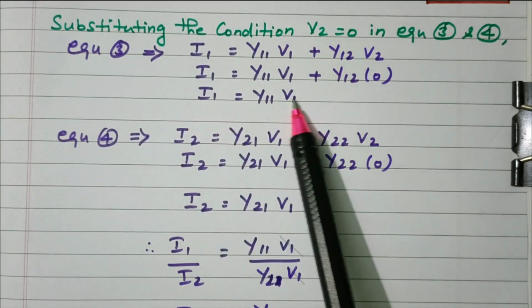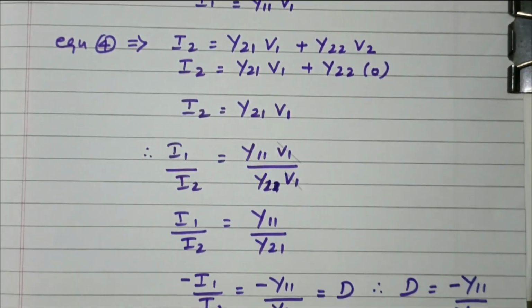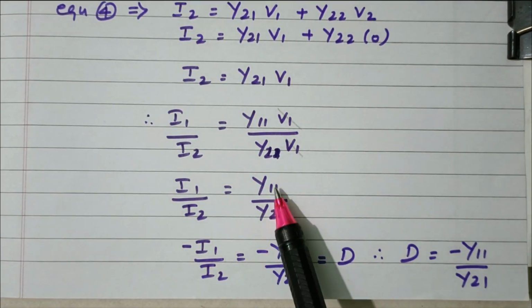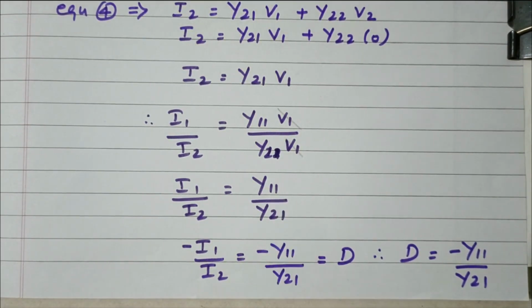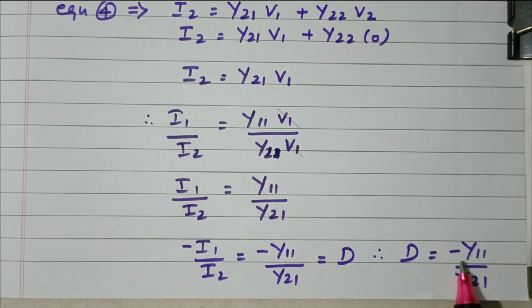Now we got I1 as well as I2. Now divide I1 by I2. Y11 V1 divided by Y21 V1. So V1 V1 got cancelled. So what we have is Y11 divided by Y21, right? So introduce the negative on both sides because we need a negative. So minus I1 by I2 equal to minus Y11 by Y21. So that is nothing but D. So this term is nothing but D. So D equal to minus Y11 divided by Y21, right?